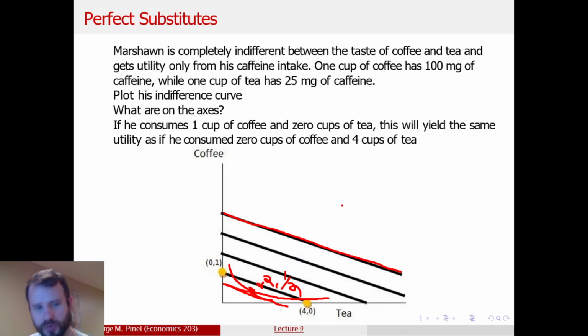But they're interchangeable at a particular rate of 4-to-1. 4 cups of tea is equal to 1 cup of coffee. So that's why the slope of this is going to be -1/4, but everything else is going to be the same. Okay.